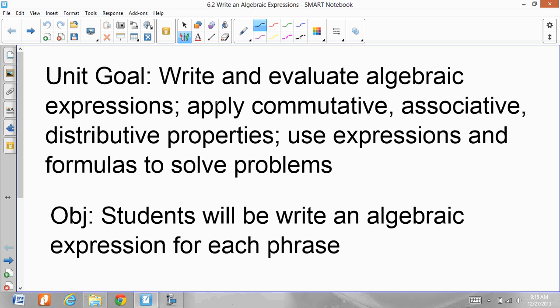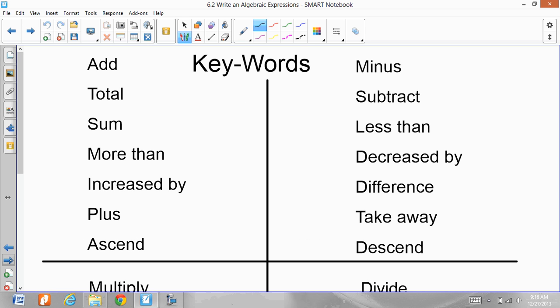In your notebook, make sure that you are writing 6.2, write an algebraic expression. And the objective is for you to write an algebraic expression for each of these phrases. So pause the video and copy this down.